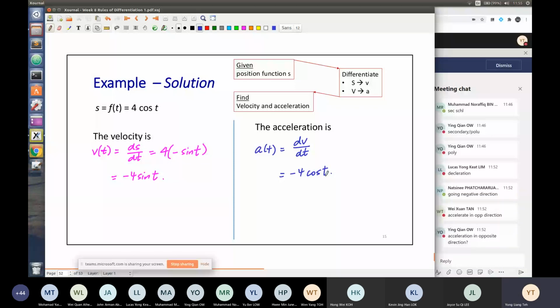So of course the differentiation is trivial, but there is a correlation to the motion, the actual motion of the mass. Okay, good.